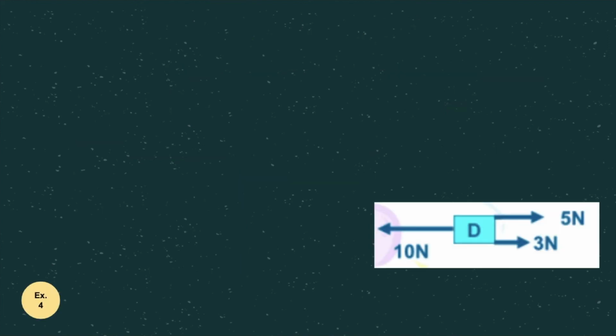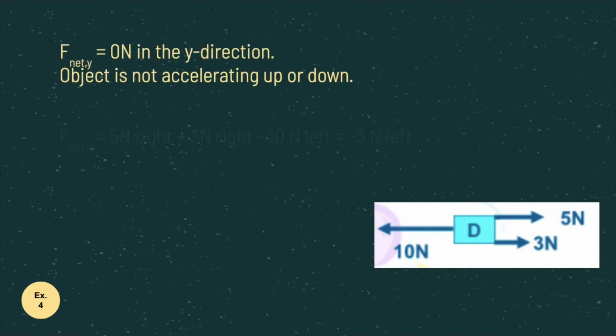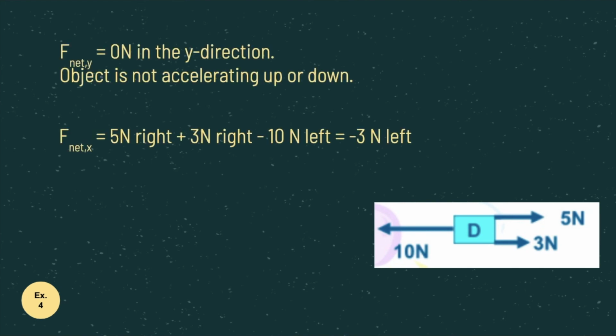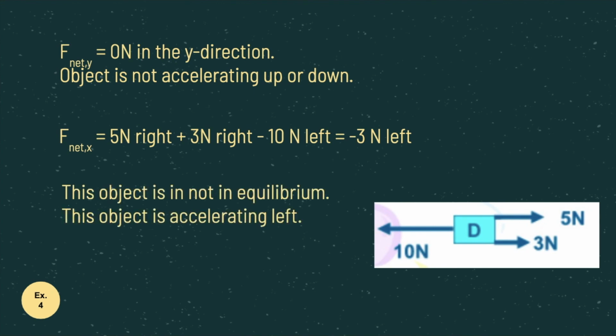So one more example before you try this on your own. What is the net force in this scenario? On object D, I have positive 5 newtons to the right, positive 3 newtons to the right, subtracting 10 newtons to the left, which gives me negative 3 newtons to the left. This object is not in equilibrium, and so it is accelerating in the direction of net force. It accelerates to the left.